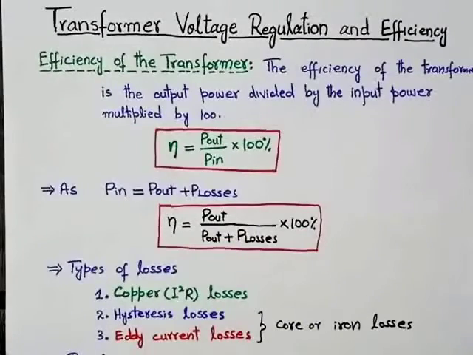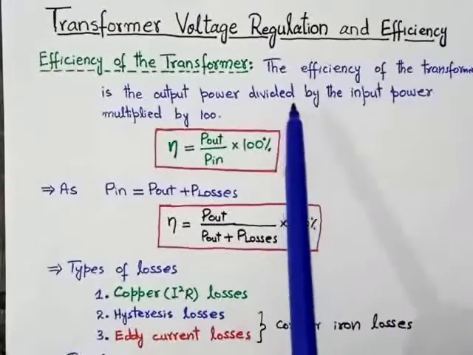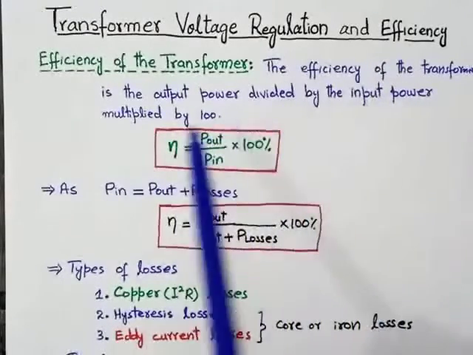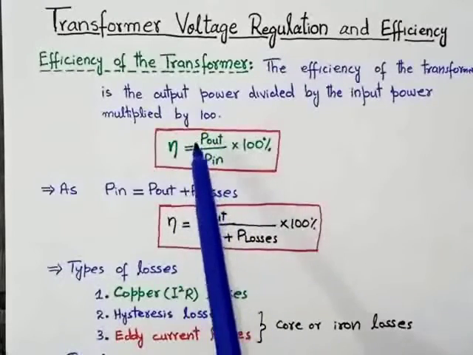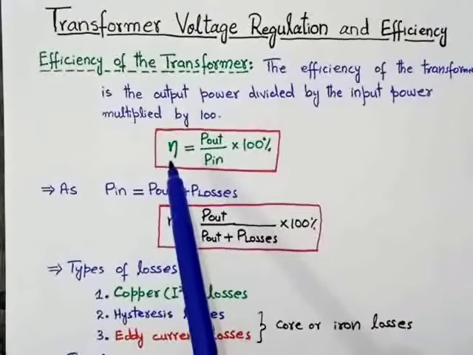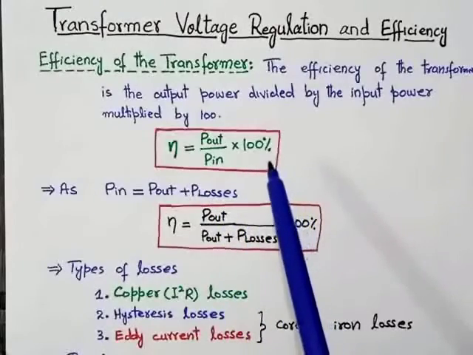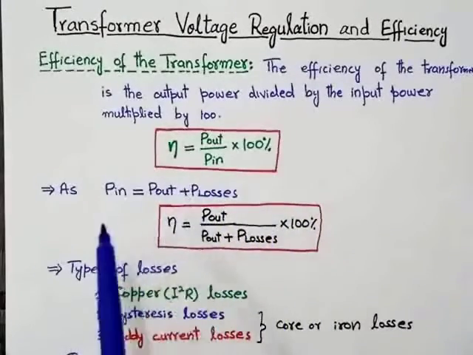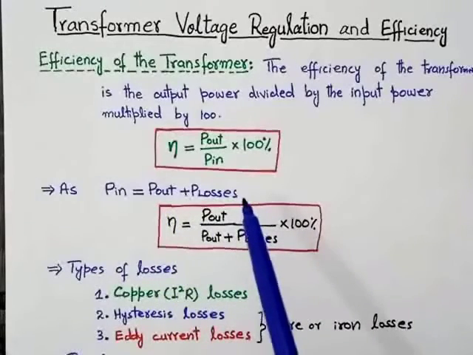The efficiency of the transformer is the output power divided by the input power multiplied by 100. We represent the efficiency with eta. The formula of the efficiency is output power over input power into 100. As we know, input power is basically equal to output power plus losses.